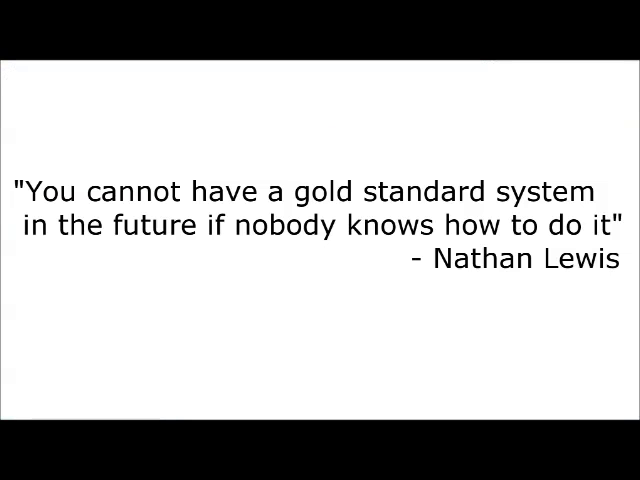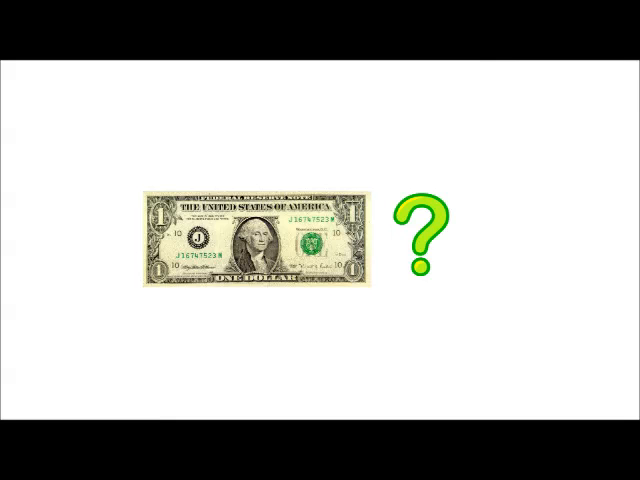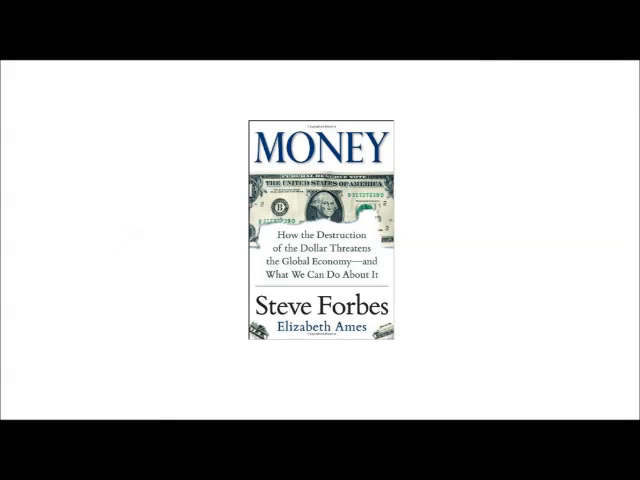Nathan Lewis said it best when he said, "You cannot have a gold standard system in the future if nobody knows how to do it." Before we try to understand the gold standard, let's first make sure we understand what money is. Now this sounds like a large undertaking, as complex as money is nowadays, but that's part of the problem. Money should be simple.